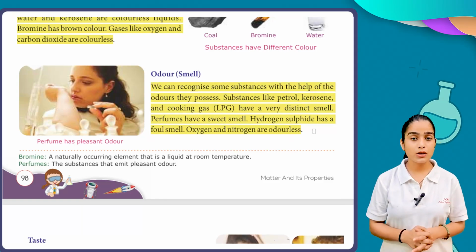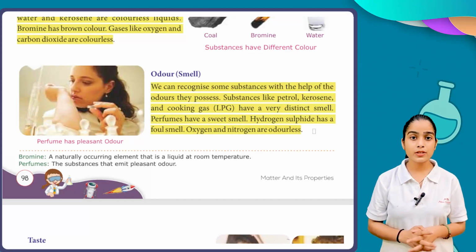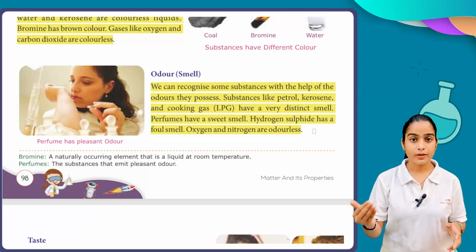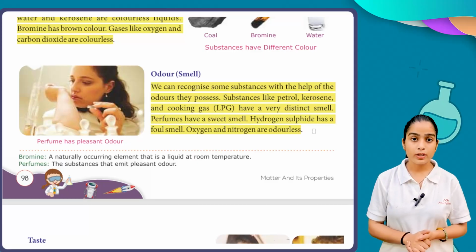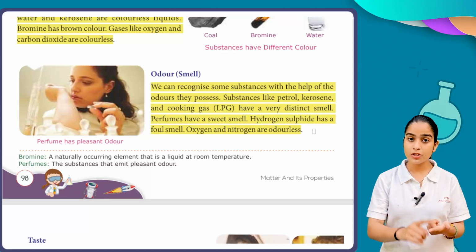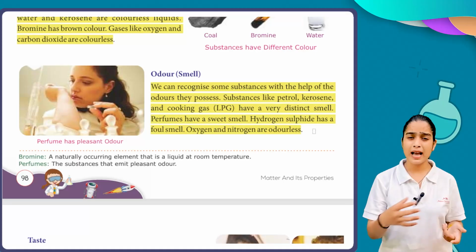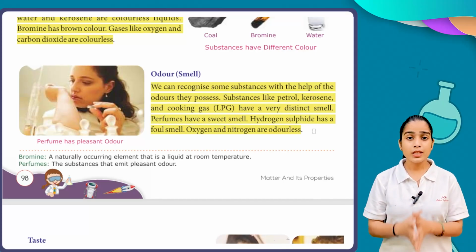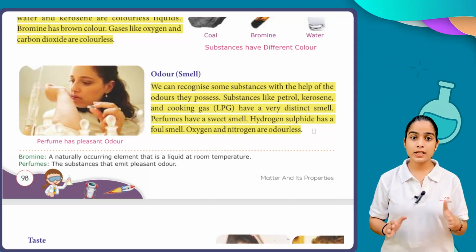Next, we can distinguish with the help of odor. For example, if you have kerosene and petrol, by smelling them you can easily understand, okay, this is kerosene, this is petrol. With the help of your nose, you can easily distinguish between CNG and LPG. You can distinguish hydrogen sulfide because it has a very foul smell. So these are the basic points on the basis of which we classify matter into different categories.